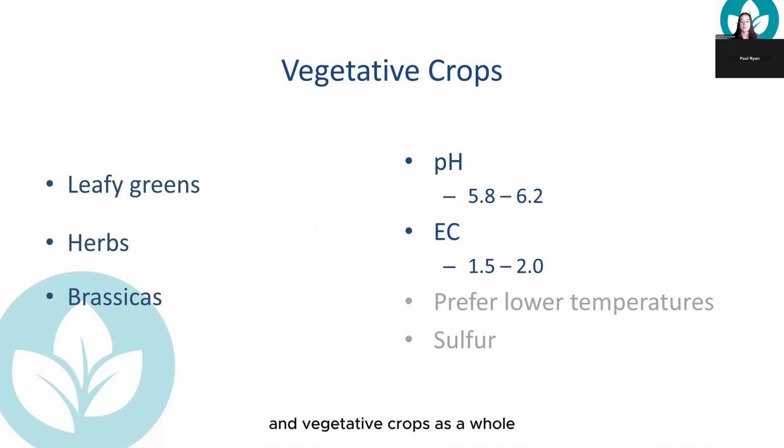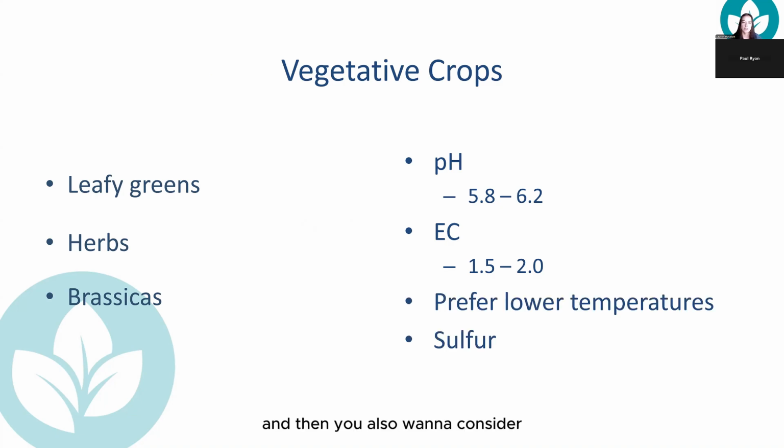And vegetative crops as a whole generally have lower nutrient requirements. They're considered light feeders. So your EC is going to be a little bit lower than it would be with a fruiting crop. Usually our target EC for leafy greens and herbs is going to be between 1.5 to 2.